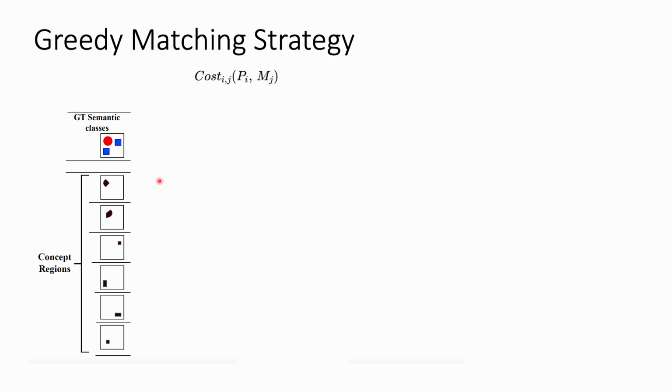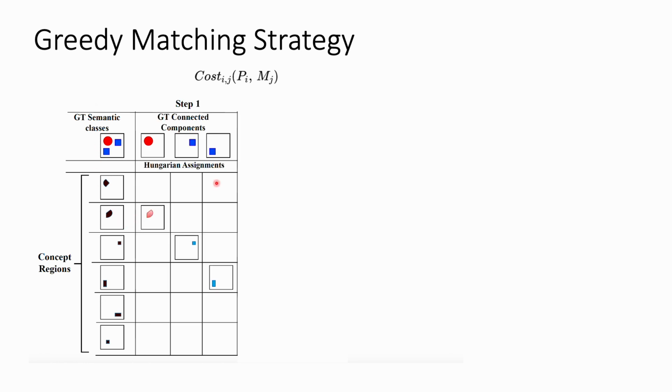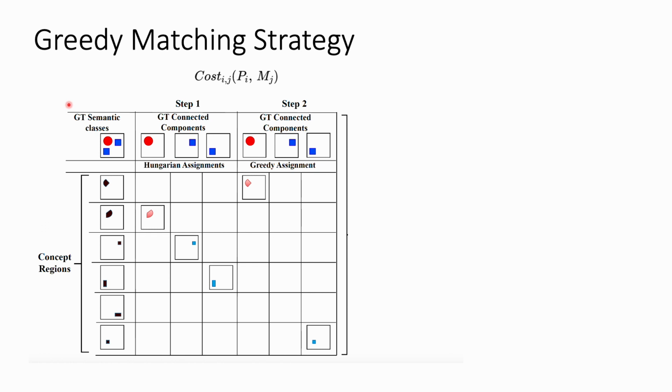In this slide, we will discuss how we greedily match a set of concept regions to given ground truth connected components. So in step 1, we perform Hungarian matching for one-to-one assignment between the best matching concept regions with the ground truth connected components. In the next step, out of the remaining connected concept regions, we greedily select k top concept regions that minimize the given cost matrix and assign them greedily.